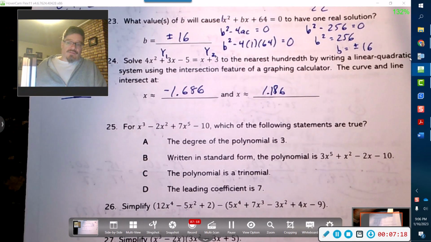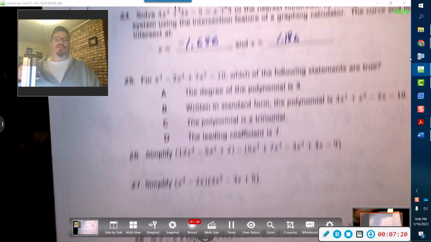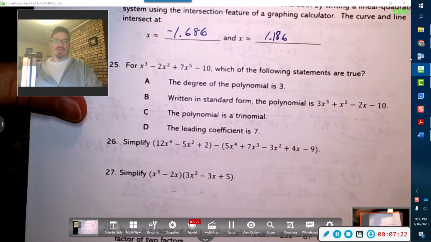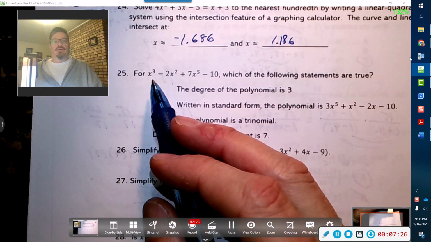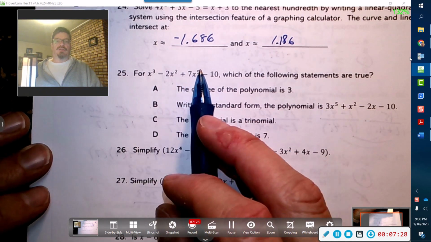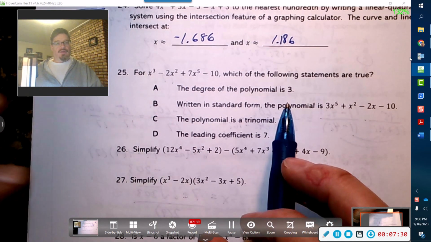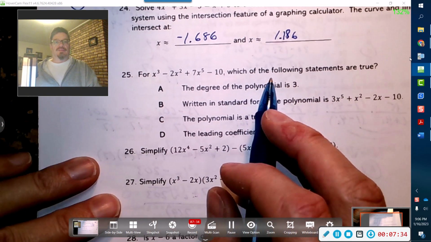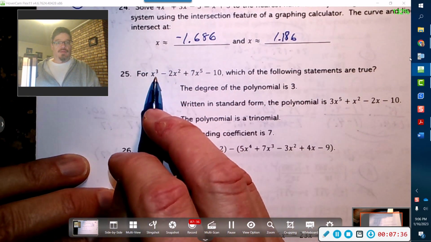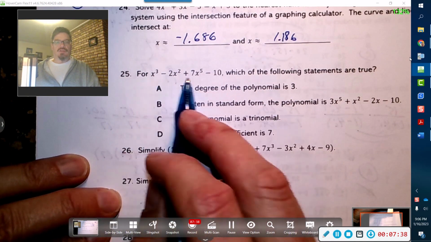All right, 25, we're at the 7-minute mark. Okay, so we got a cubic polynomial, and we're now in unit 3. And for this one, I have no idea what it looks like, but I do have some vocab. The degree of the polynomial is 3. Is that true? No, it's not. Unfortunately, you see that 5?